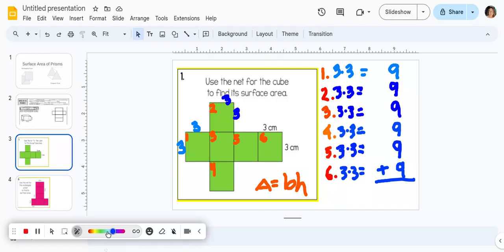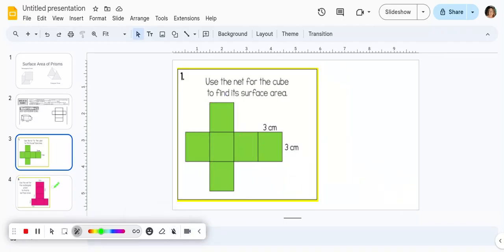Now, after I get all of those areas, I have to add these numbers. When I add those up, I get an answer of 54 centimeters squared. So it's just like composite shapes, composite figures that we were doing last week, where we have to find the area of each shape and then add it together at the end. Let's look at one more.